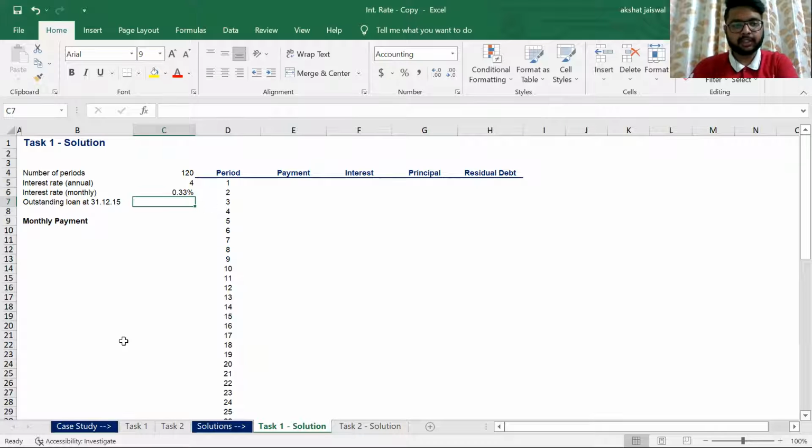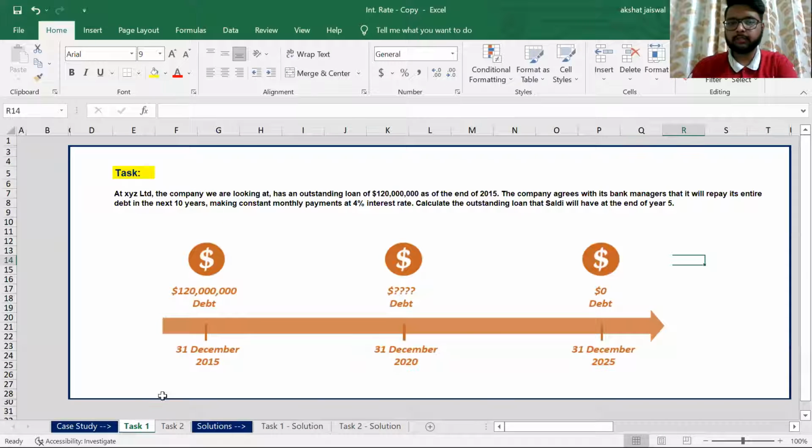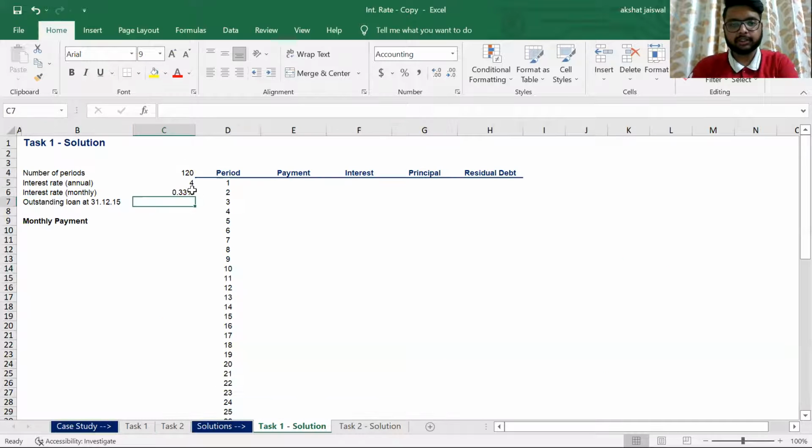And what is the outstanding loan amount? The outstanding loan amount is 120 million, right? So let's just take 120 and then add 7 zeros. Okay, let's just do this. Yeah, it's been added. So it is 120 million, right?